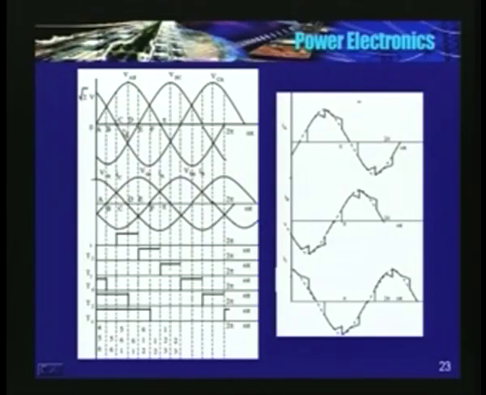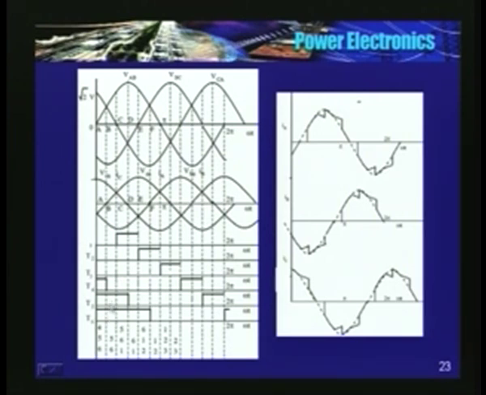Now T1 is getting triggered at this point. See, alpha is measured with respect to this point at 30 degrees. See, T1 is getting triggered at this point. So for some time, for 30 degrees, only 5 and 6 are conducting.